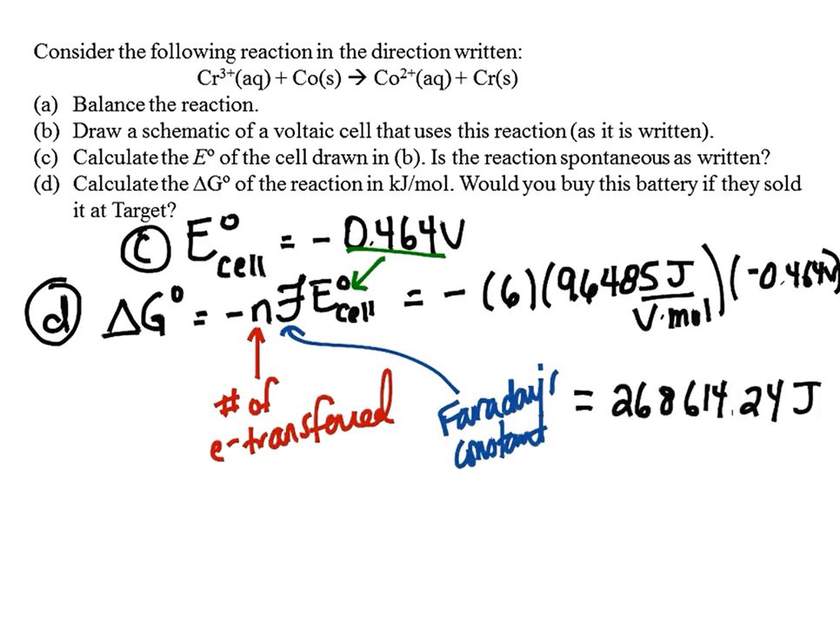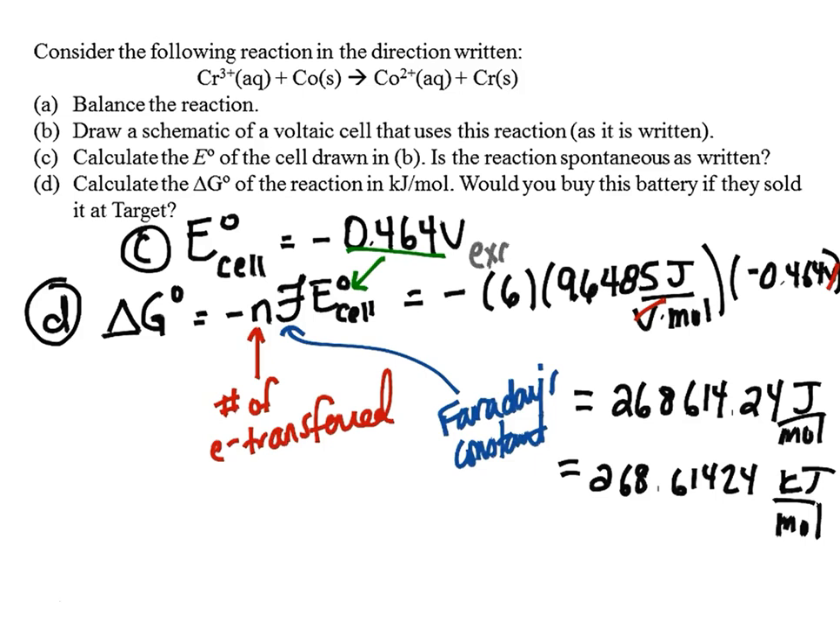And we get 268,614 joules per mole. We're supposed to convert that into kilojoules per mole, which means we need to divide by 1,000 to turn that into, it appears to be 269. Oh, it's going to be 270, I think, because it only has 2 sig figs, right? The 6 is exact. Faraday's constant is more accurate. This really only has 2 sig figs, so I believe it's going to be 270 kilojoules per mole, or 2.7 times 10 to the second.